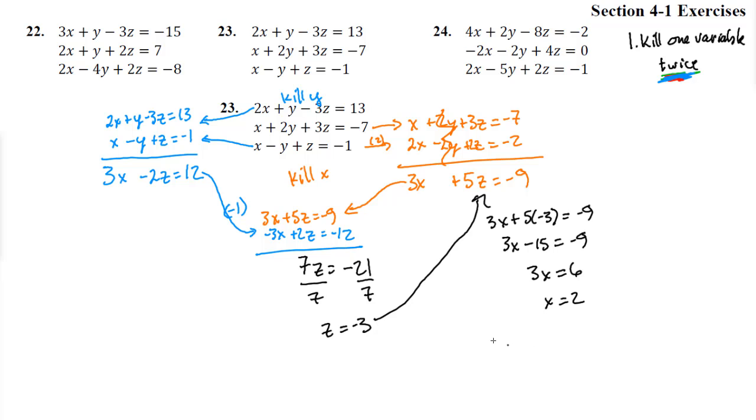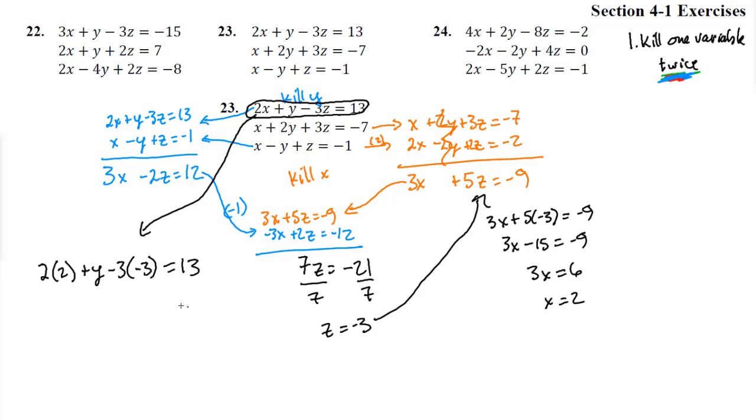x is 2. Now we've got z and x. We need to be able to solve for y. Looks like this guy right here will be a nice one to solve for y. Let's take him down over here and use that to solve for y. So 2 times x plus y minus 3 times z. Oh, that's kind of interesting. 2 times 2 and negative 3 times negative 3 to equal 13.